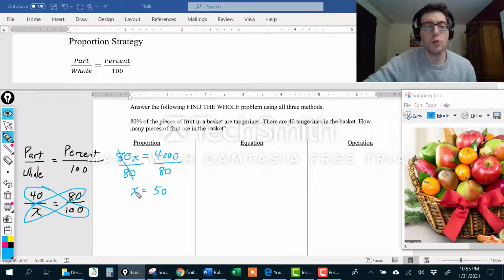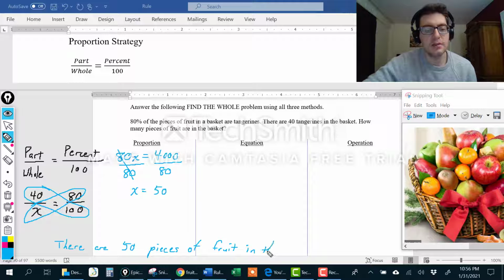Okay, so we just figured out that there are 50 pieces of fruit in the basket.